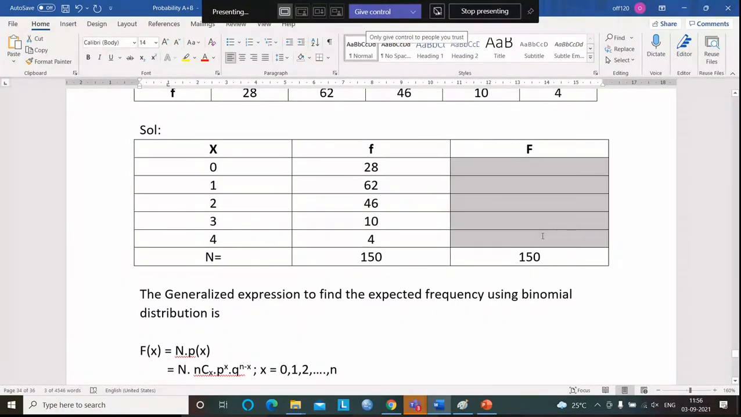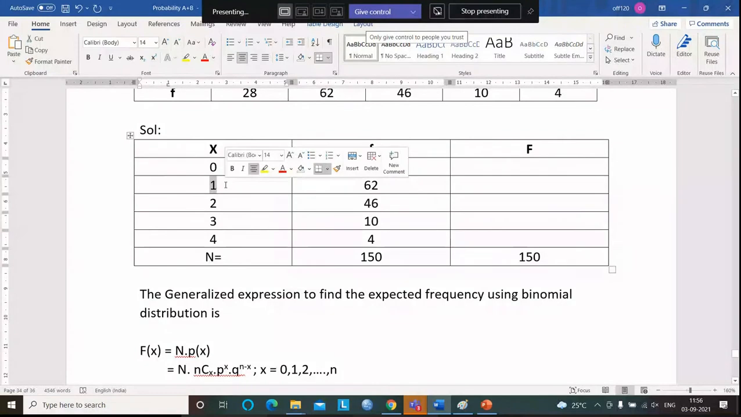What is this value? Small f of 0 is equal to, the answer is how much? 28. Small f of 1 is equal to 62. Small f of 2 is equal to 46. f of 3 is equal to 10. f of 4 is equal to 4. Now, for your understanding, we can write this as small f of x, and this is capital F of x.